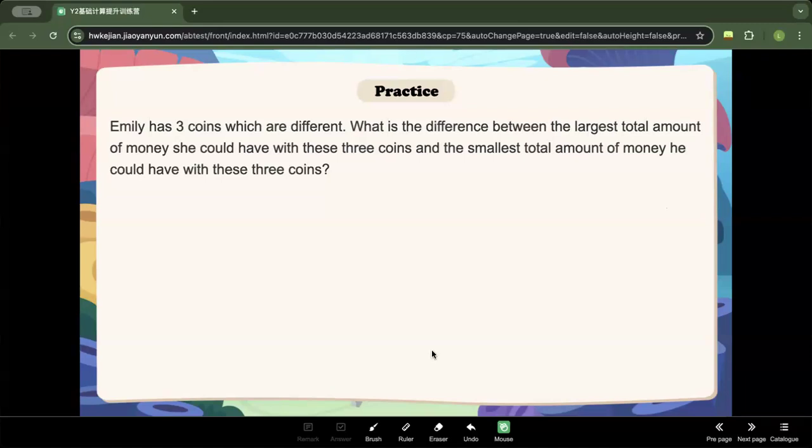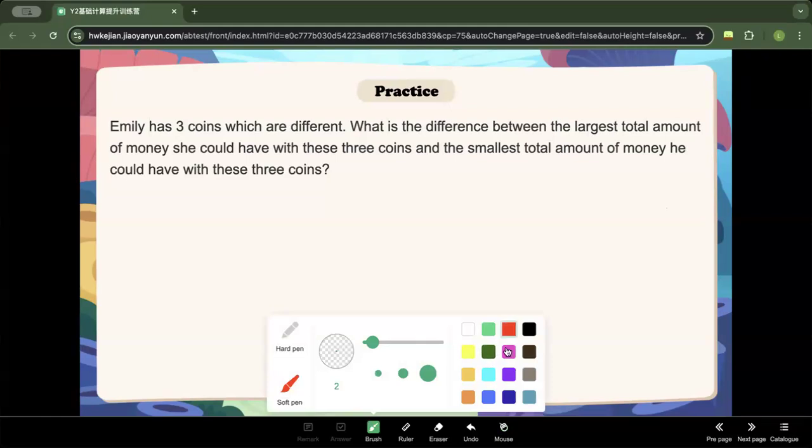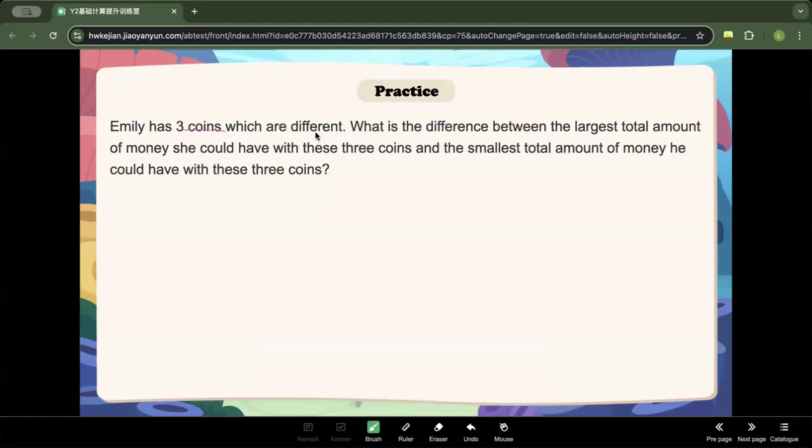Okay, so everybody try to read the question in front of the screen loudly with me together. Okay, so this time we have Emily has 3 coins, which are different. What is the difference between the largest total amount of money she could have with these 3 coins and the smallest total amount of money she could have with these 3 coins? Wow, it seems the second sentence is quite long. It is 2 lines, just one sentence.